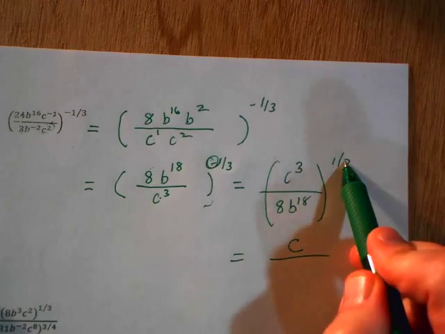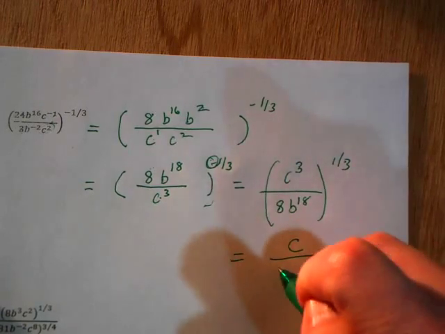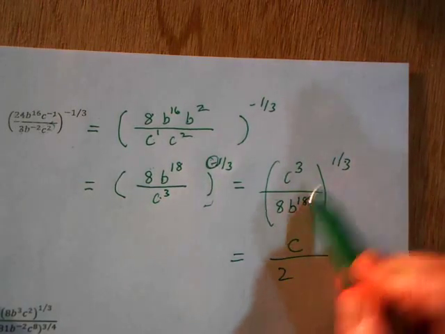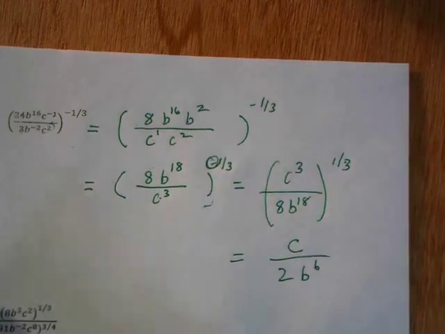Multiply, 3 times 1/3 is 1. Cube root of 8 is 2. Multiply 18 times 1/3 is 6.